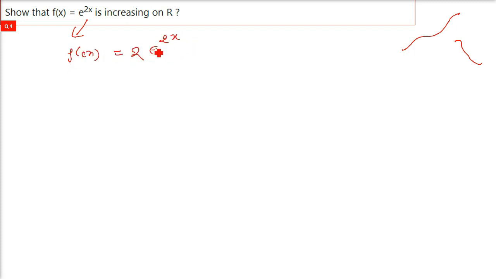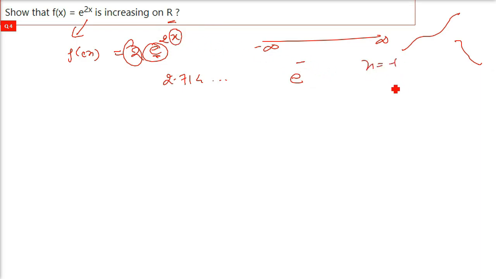When you differentiate, this will be e raised to x, and differentiation of 2x will be 2. So 2 e raised to x. So you have to go from minus infinity to infinity. And as I'm saying, this will always be positive when you take this as greater than 0, because the value of e is 2.714 something. This is an approximate value of e. 2 is already positive. So whatever you put at x, any negative value or any positive value, you can put any value. You just show me any value, you will see that it will always be positive.